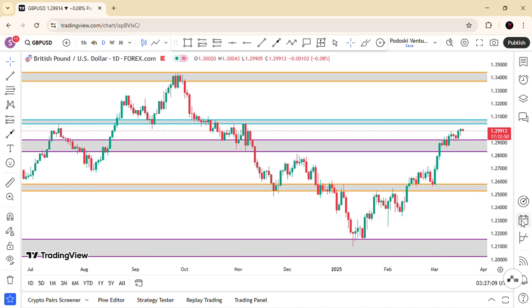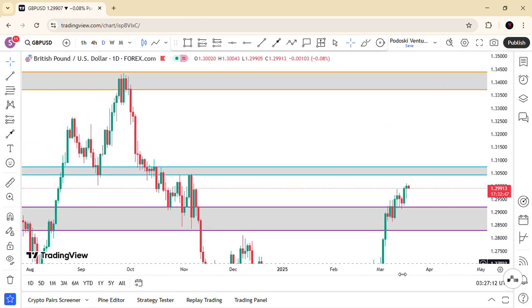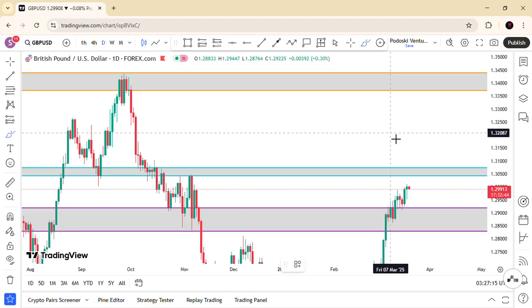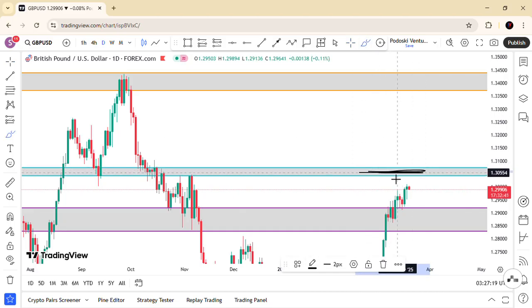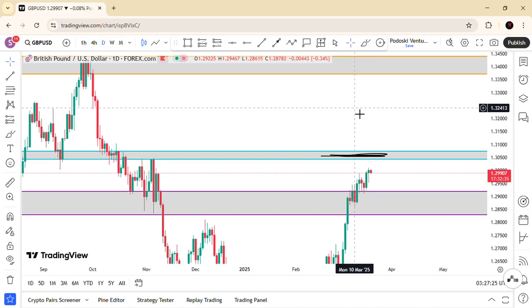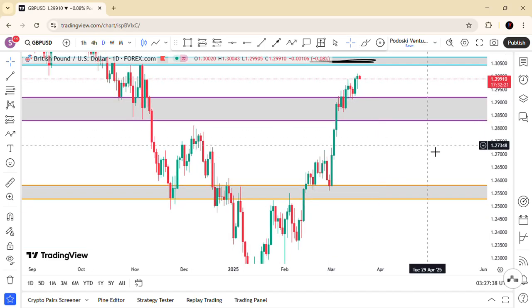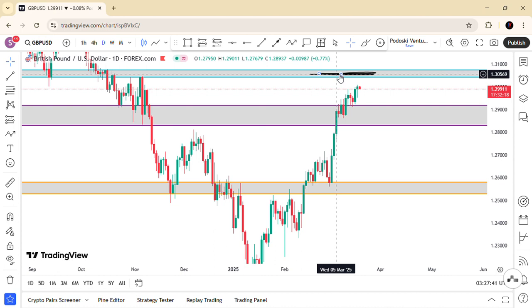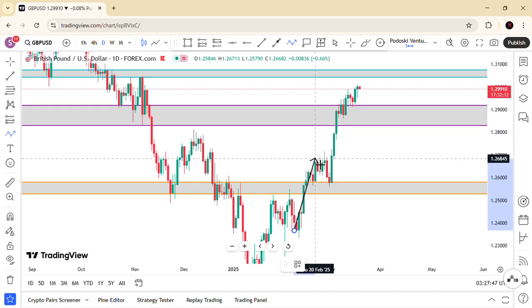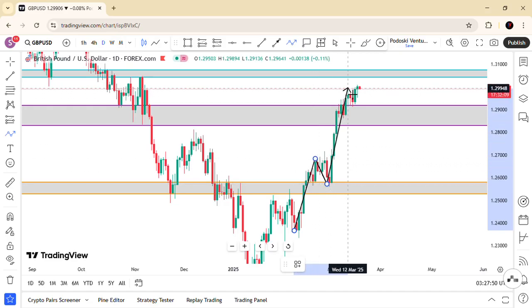Okay, so here on GBPUSD, I have my daily higher zone. On GBPUSD, I can see a very nice pattern. This is what I'm seeing: a higher high, higher low, higher high, higher low.